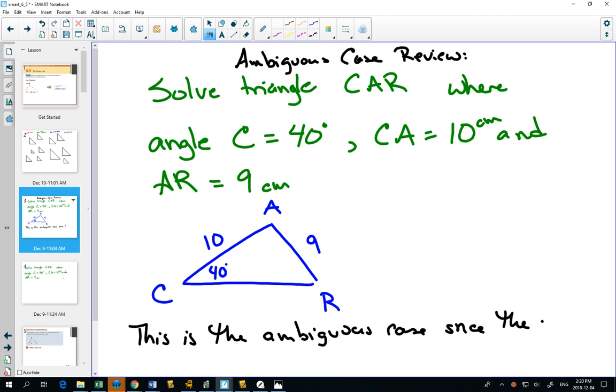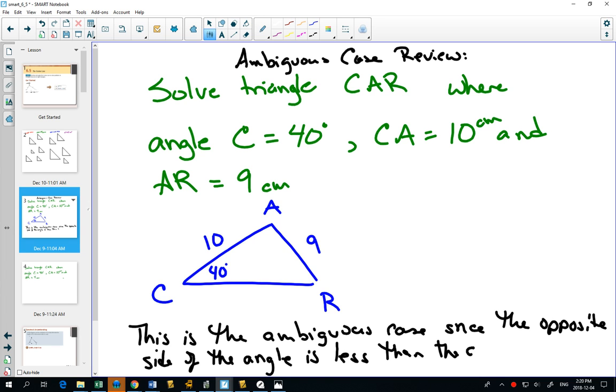Since the opposite side of the angle is less than the adjacent side. So since that side is 9, there's one triangle. Well, we don't know. The ambiguous case, ambiguity means something's unclear. We don't know if there's 2 triangles.